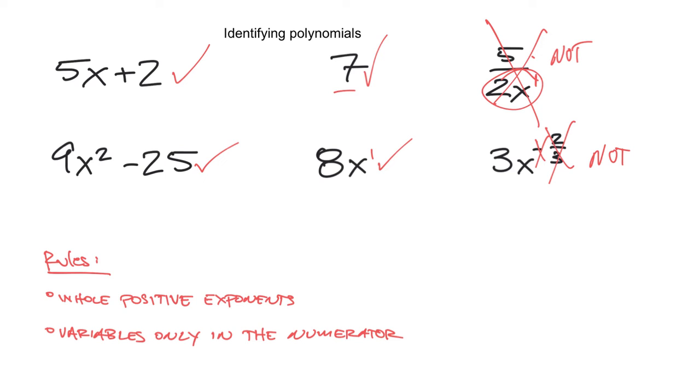Also, our whole positive exponent, this includes 0. We can have 0 as an exponent because this is 7 times x to the 0, which is just 7 times 1, which is just 7. So we don't need to write that.